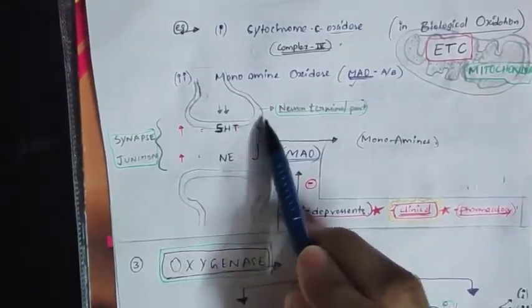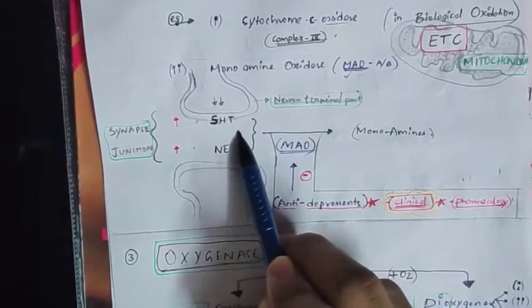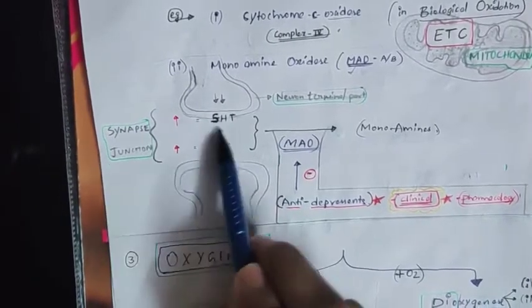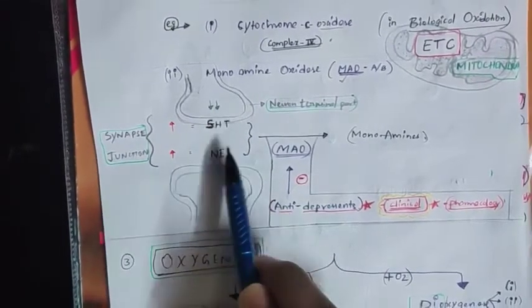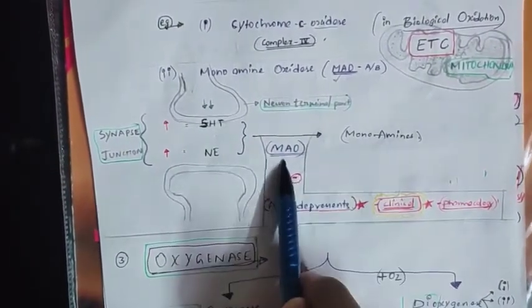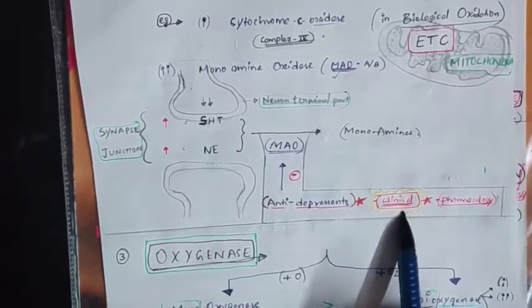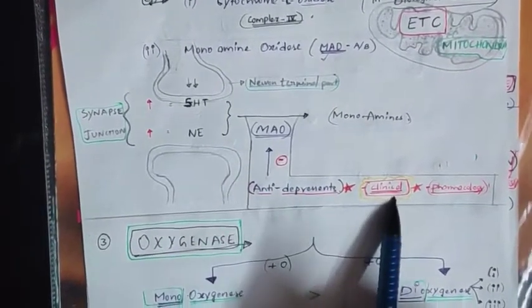Okay. You can see here the synaptic junction, the nerve terminal part. Here we know the neurotransmitters are released in the synapse. Neurotransmitters like 5-HT, meaning serotonin, and noradrenaline. These neurotransmitters released from here are converted into monoamines with the help of the enzyme MAO, monoamine oxidase. This reaction is catalyzed by MAO. Coming to the clinical importance.